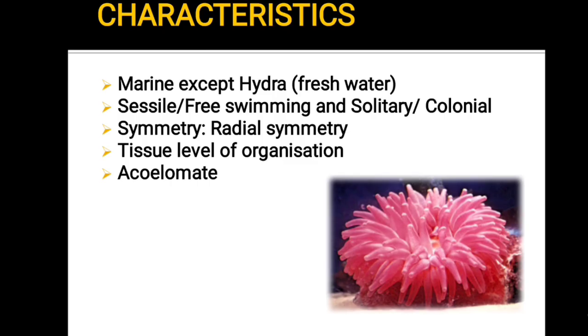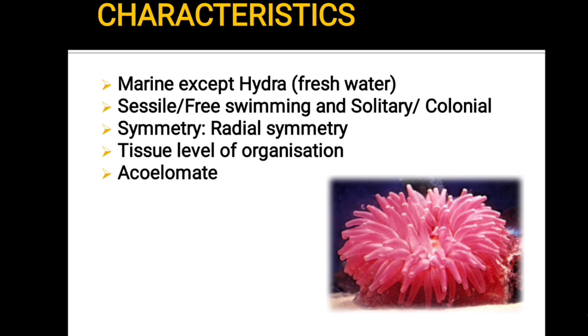Today we are going to discuss the second phylum of the non-chordates, that is the phylum Coelenterata. Now let's discuss the general characteristics of this phylum. Coelenterates are mostly marine except hydra. These are sessile or free swimming and solitary or colonial. They exhibit radial symmetry and have tissue level of organization.